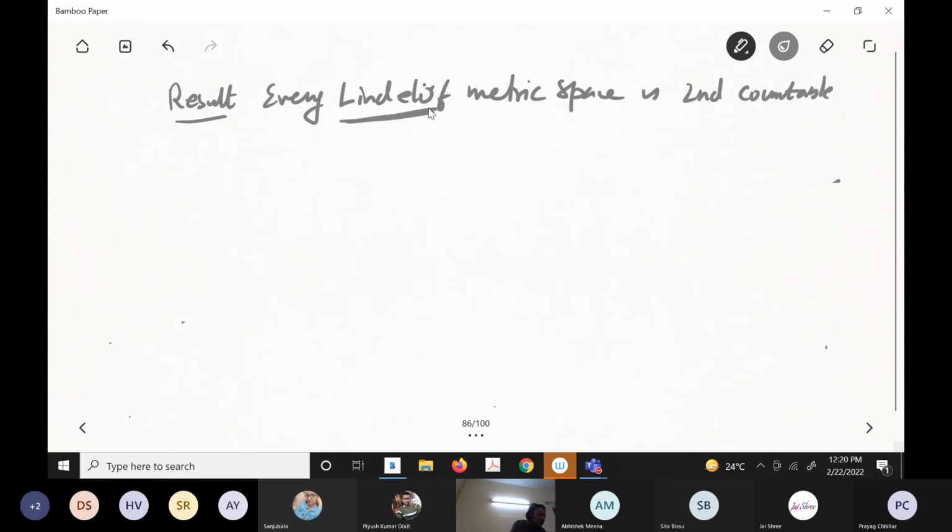Only thing you have is Lindelof and metric. You'll have to find out a basis, that is how you do that. You find it in almost every topology book, but I am not writing the details. I am just telling you how to do that.